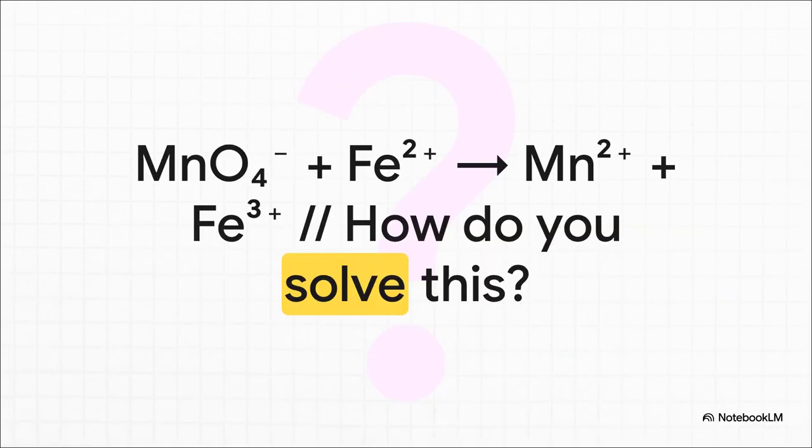Just take a look at this. You've got a permanganate ion reacting with an iron ion. At first glance, it's kind of a mess, right? The atoms don't line up, the charges are all over the place. You can't just count the atoms on each side like you do in the simple stuff. So, where do you even begin?